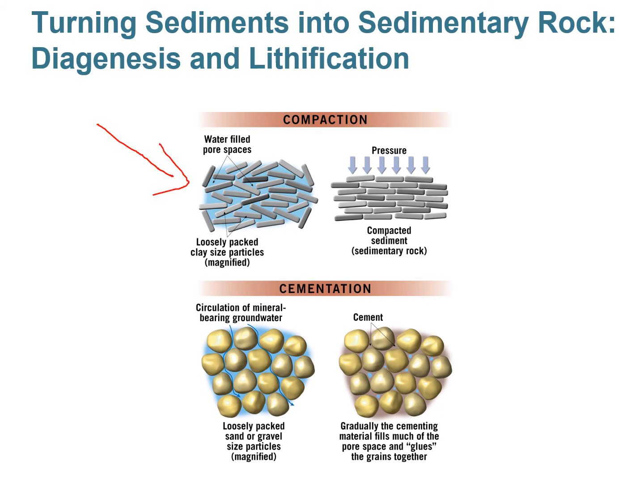Here's compaction. These are loosely buried sediments together, but over time, as more and more sediments add a lot of weight and pressure, they squeeze a lot of the water out, and they compact this area. And then groundwater moves through the pore spaces, and then either silica or calcite will cement these grains together, and then voila, you have a sedimentary rock.